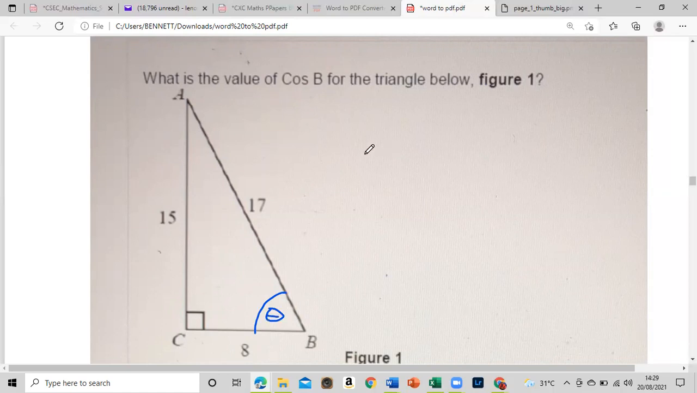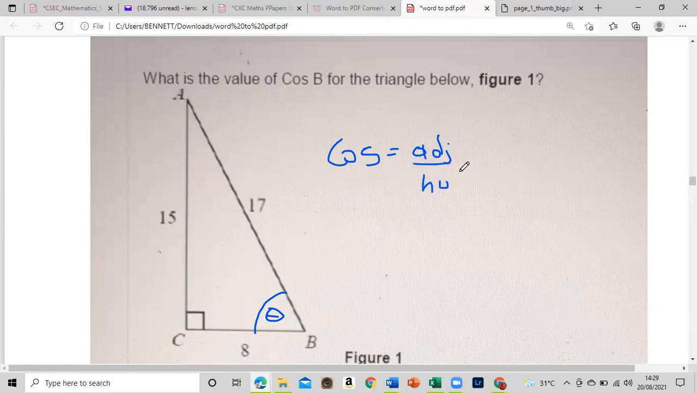What do we know about cos? Somebody write that in the comment section before me. Well done. All right. So cos is adjacent upon hypotenuse. So we're going to just write it.